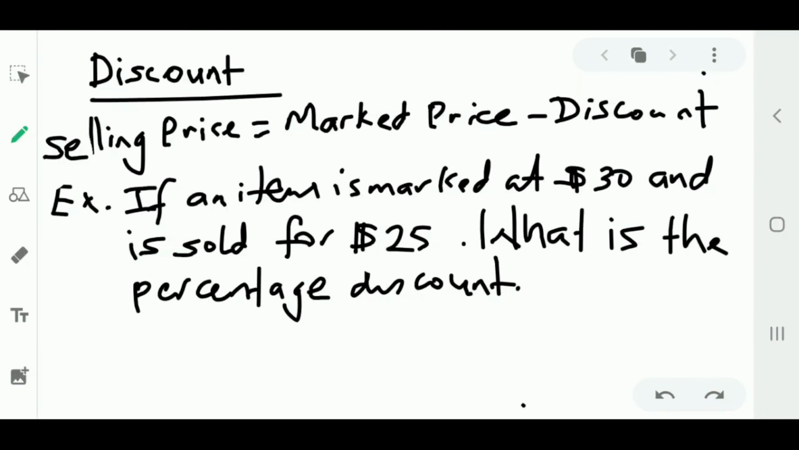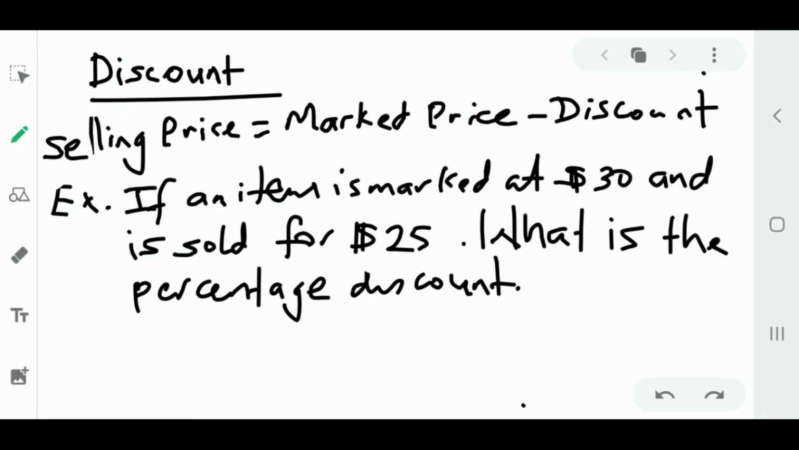So the general formula is selling price is equal to marked price minus discount. So the marked price of an article that is offered for sale is the amount written on the price tag. So if you go to a supermarket and you see an item for $500, that means the marked price is $500. Usually you get to pay a lesser amount if there's a discount on it. So you subtract that amount from the marked price and you get the selling price.